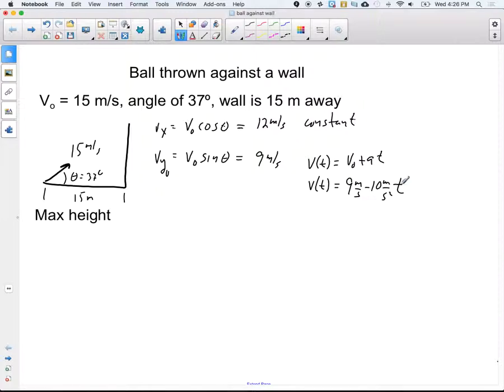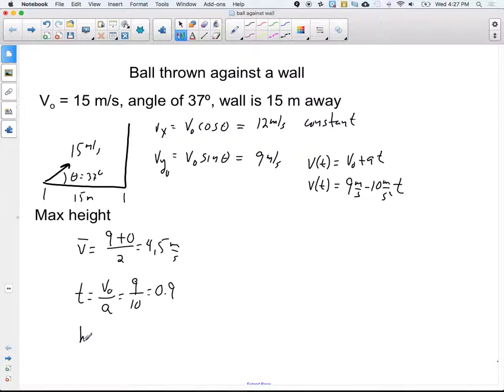Remember, we can solve this problem kind of three ways. One is to say, look, the average velocity on the way up is going to be 9 at the bottom, 0 at the top, divided by 2. That gives me 4.5 meters per second. The time to get to the top is just the initial velocity divided by the acceleration. So 9 divided by 10 is 0.9.